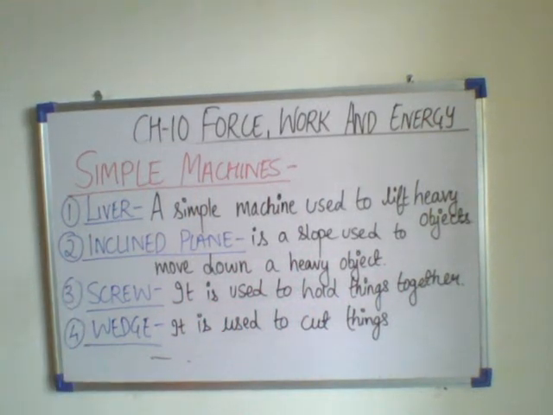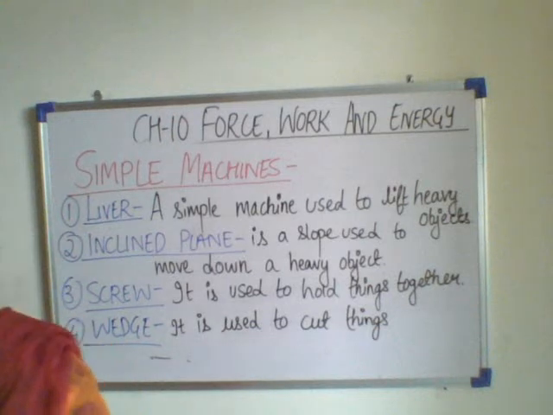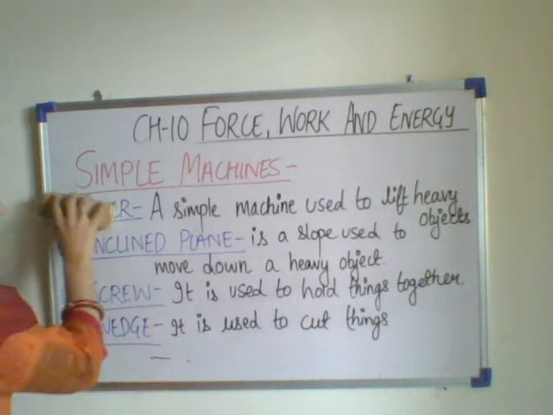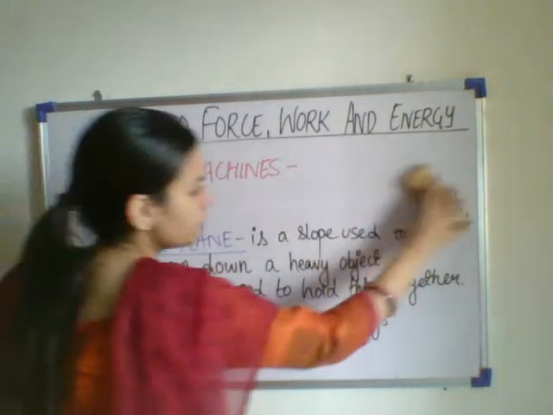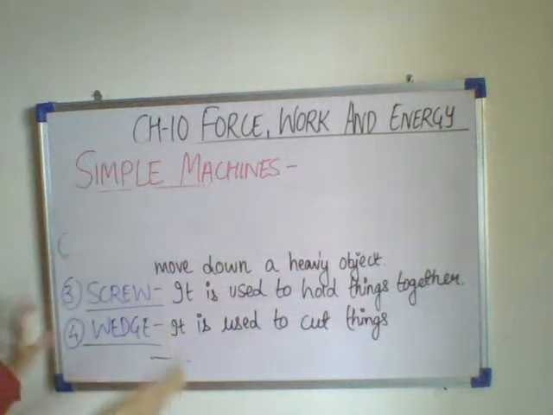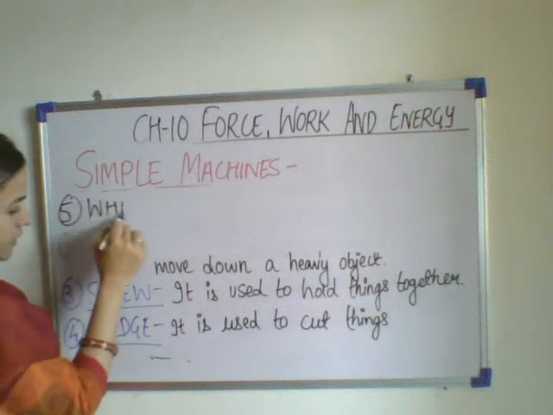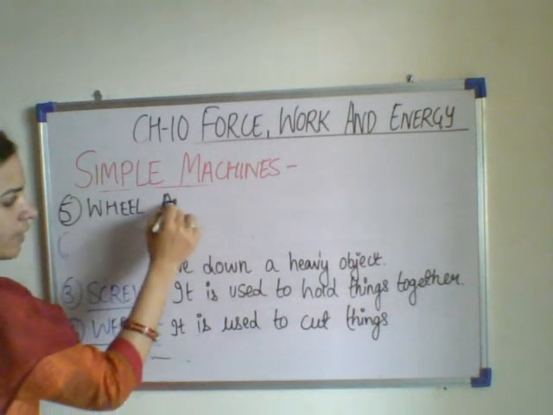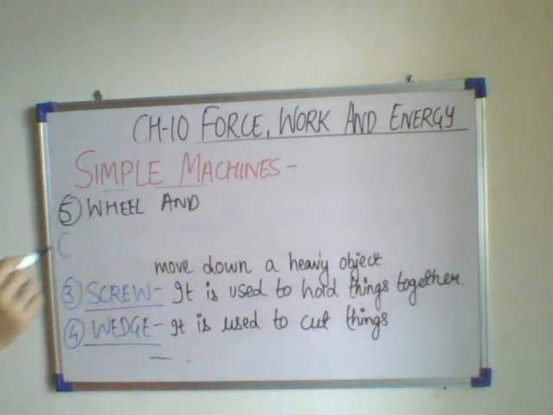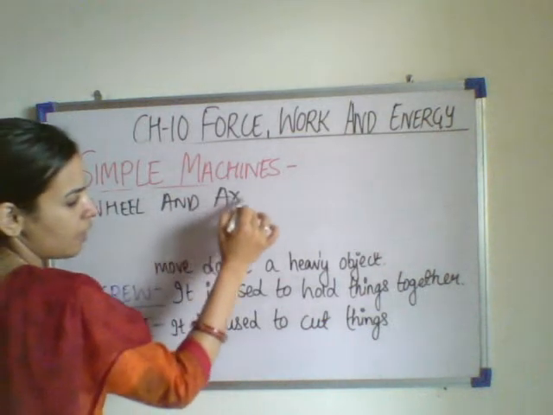The next that we will be studying is the wheel and axle. It is the fifth one. Two more simple machines are left. The next is the wheel and the axle.